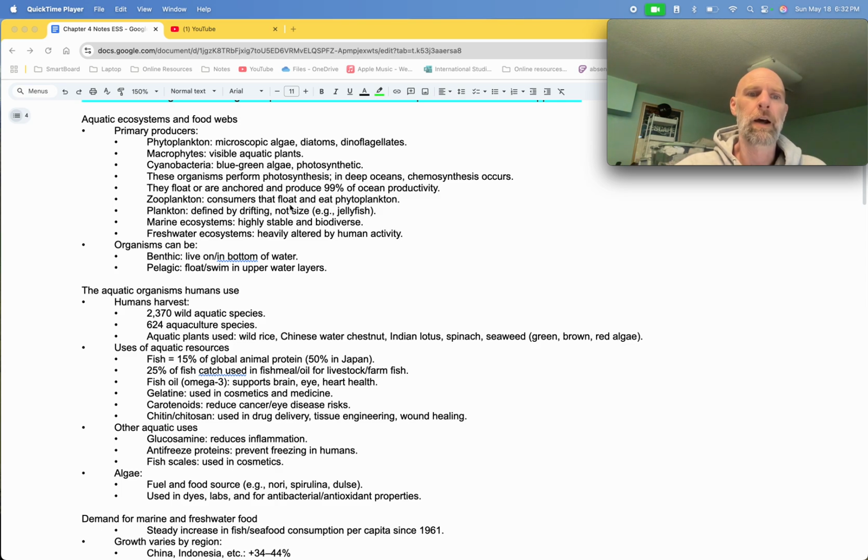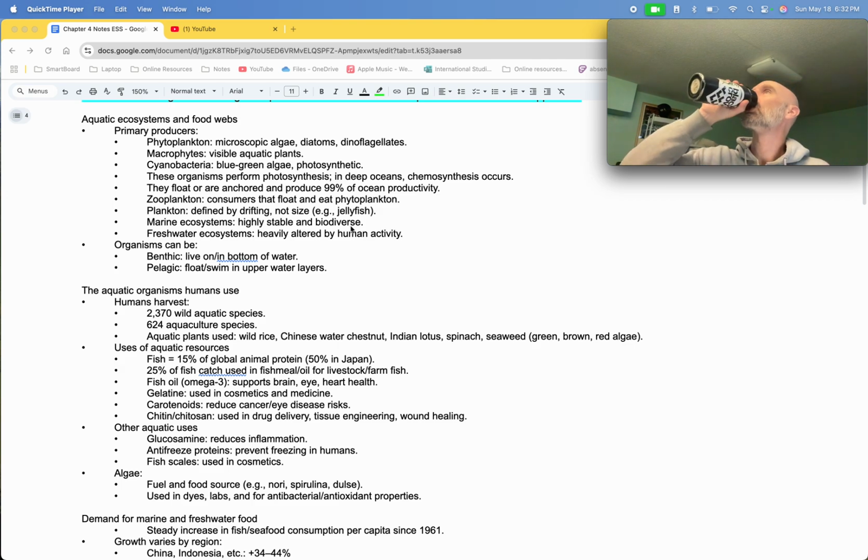So marine ecosystems are highly stable and biodiverse. They take up a large area of our Earth, so they better be. Freshwater ecosystems are heavily altered by human activity. Yep, why? Because they're closest to us. Organisms can be benthic, living on or in the bottom of the water, or they can be pelagic, floating or swimming in the upper water layers.